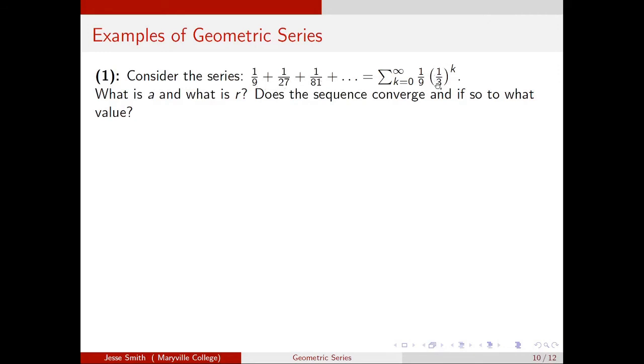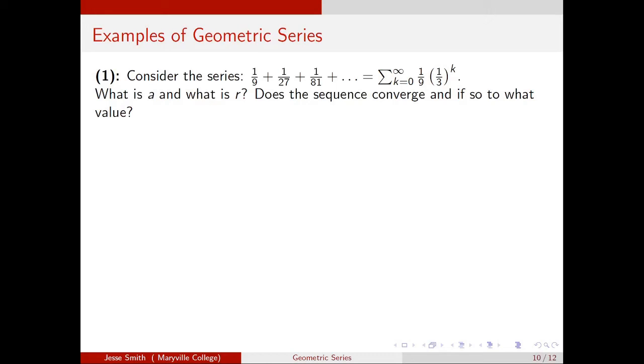So I'm putting my 1/3 here, being raised to the kth power. Then my first number is my a term. My starting term is 1/9. So here a is 1/9, r is 1/3. To figure out if the series converges, I simply look at r, take its absolute value, and see if it's less than 1. The absolute value of 1/3 is 1/3. 1/3 is less than 1. So the series does converge.